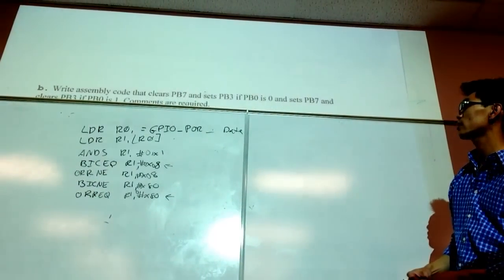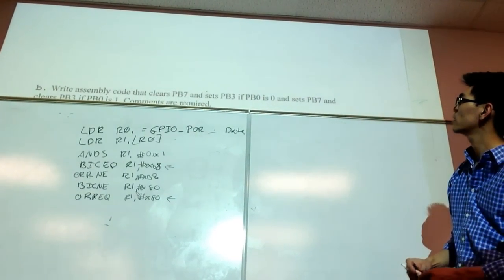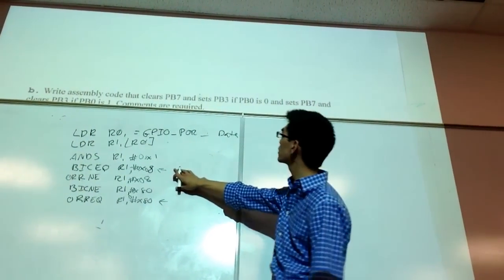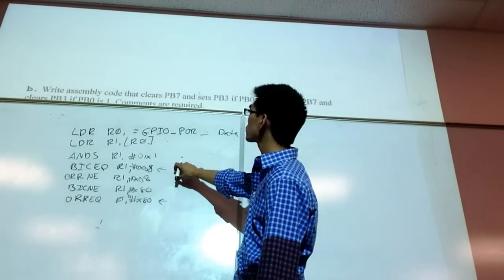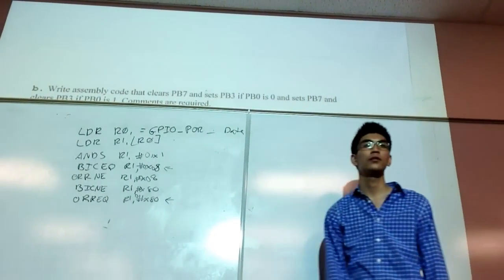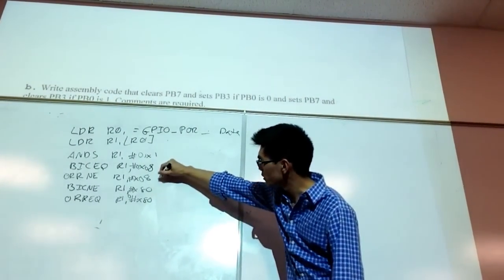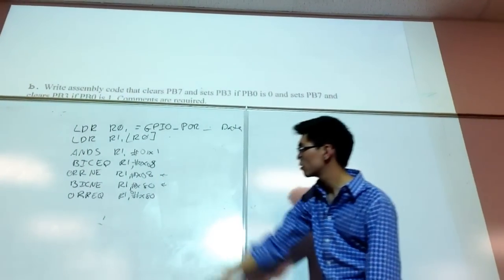Wait a second. Did I do that right? Yeah. So in this one, I'm clearing PB3, and I'm setting PB7. If the opposite is true, I'll execute these two instructions.